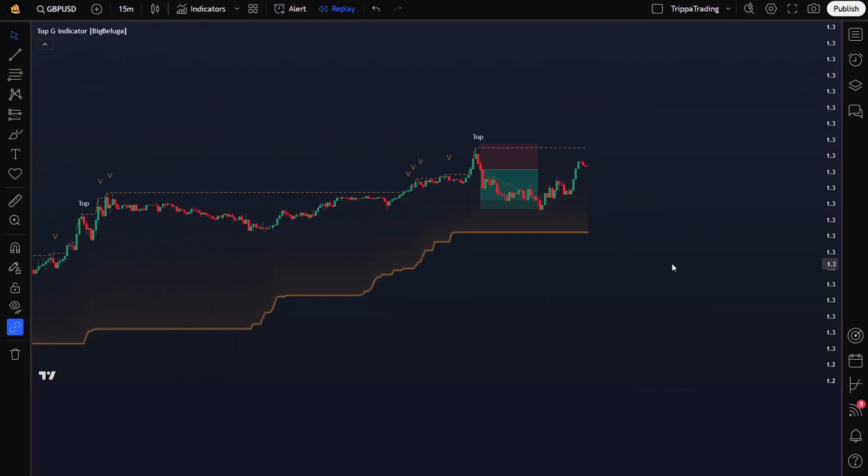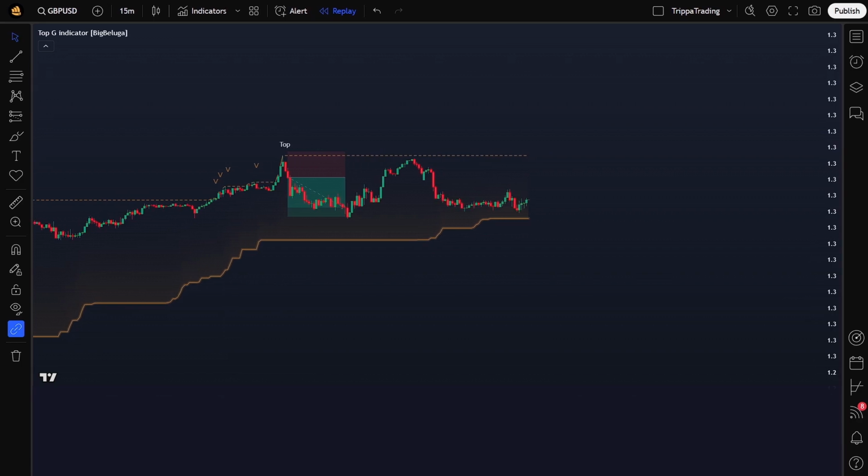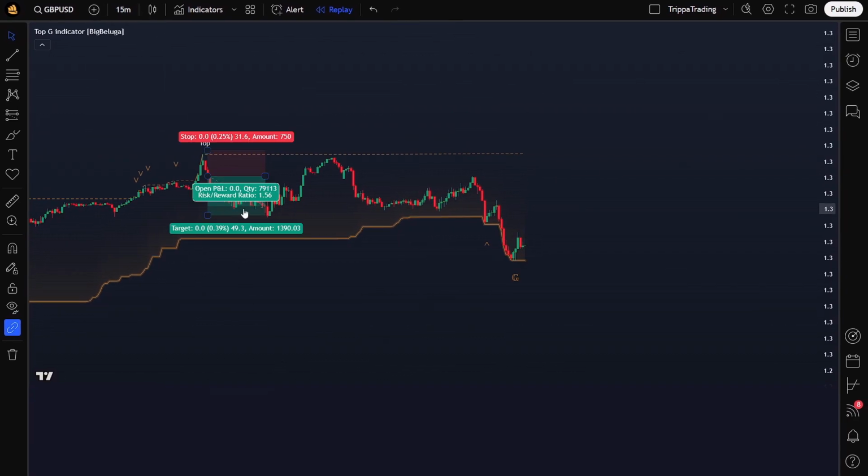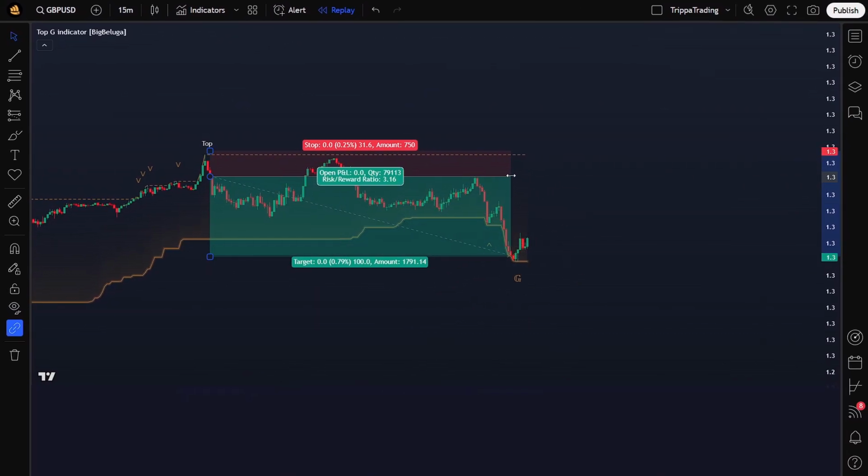We'll place a stop loss just above the channel of the indicator. Now let's let the trade run. And as you can see, after some time, it turned out to be a winner.